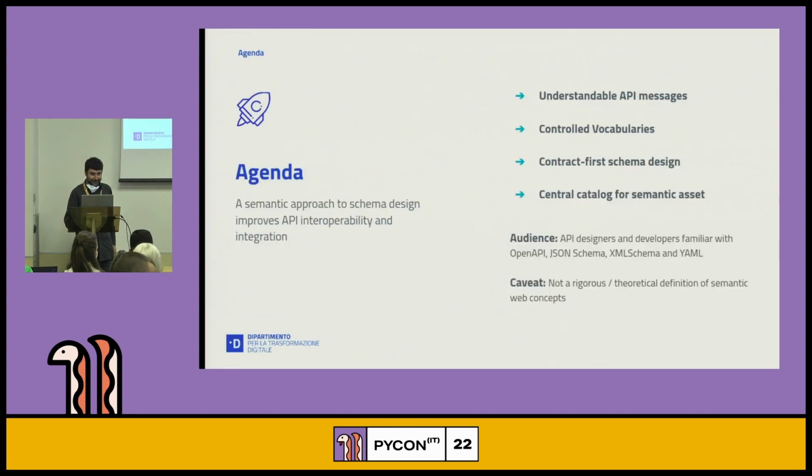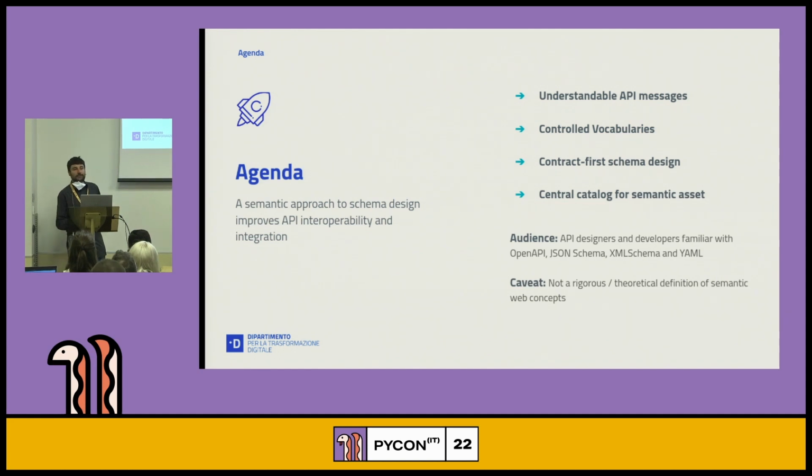So let's start. Today we'll present how to design API schemas that simplify API mashup and interoperability. I will start with the concept of controlled vocabularies and how to use them to create REST APIs based on a contract-first schema design. And finally, I will show how the National Data Catalog for Semantic Interoperability, which is a catalog that Italy is building, will support this kind of approach.